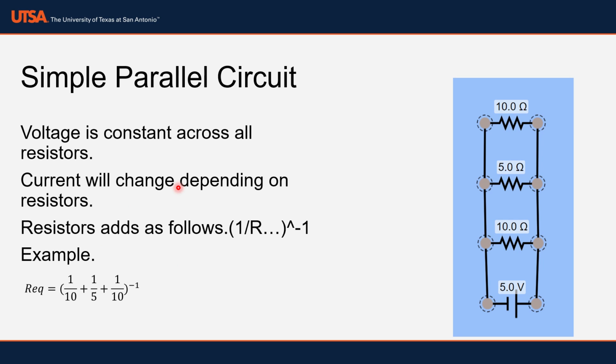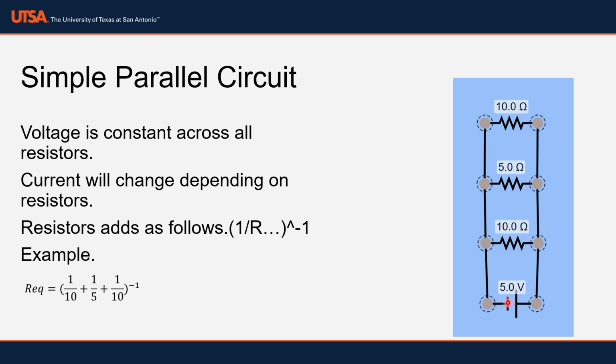Now for a parallel circuit, it's going to behave a little differently, okay? So in a parallel circuit, our voltage is going to be the same across each resistor. So in this example, we have 5 volts here. So the voltage potential here will be 5 volts, 5 volts, and 5 volts. So the voltage is going to be the same across the resistors in a parallel circuit. Now, the current will be different.